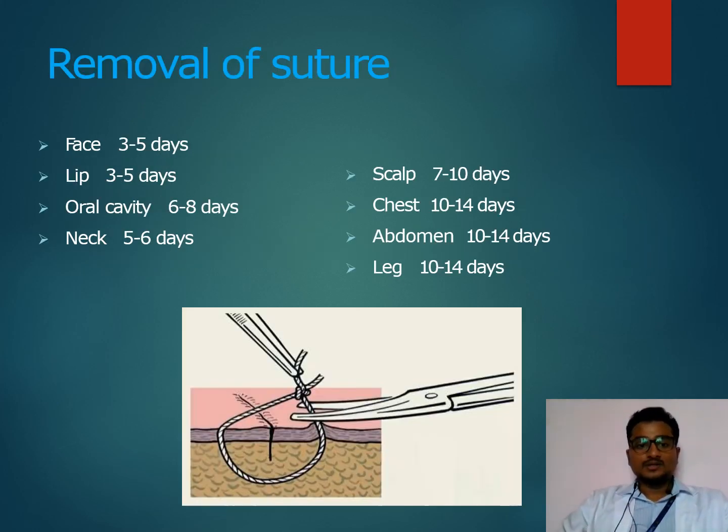Removal of a suture. Sutures in the face can be removed in 3 to 5 days. Lip, 3 to 5 days. Oral cavity, 6 to 8 days. The neck, 5 to 6 days. Scalp, 7 to 10 days. Chest, 10 to 14 days. Abdomen, 10 to 14 days. Leg, 10 to 14 days.